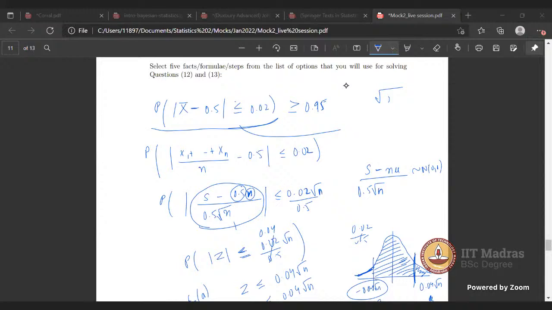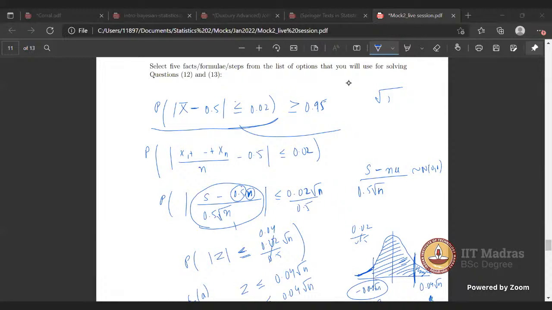Ma'am, will the order of these matter? Order should be correct. Suppose there are actually 5 options which I've used, and the question says select the 3 facts. Then I have to, in ascending order, just write the first 3? I don't have to write all the 5? No, you don't have to write all the 5. You write any 3 in ascending order. Okay, any 3 out of the 5 I used, in ascending order.